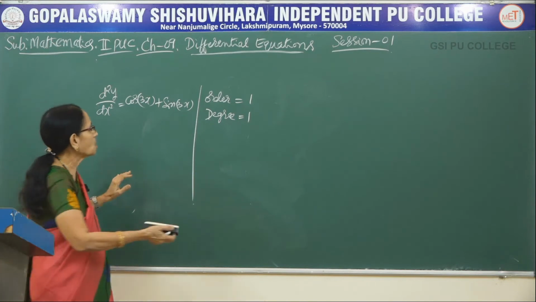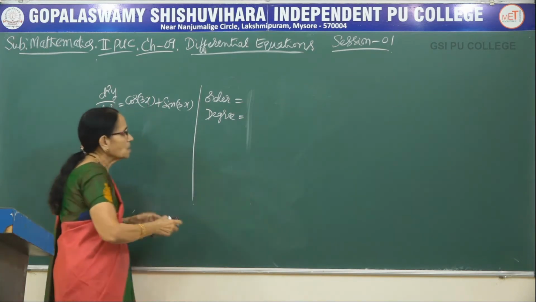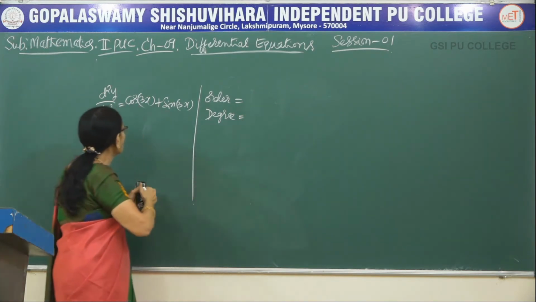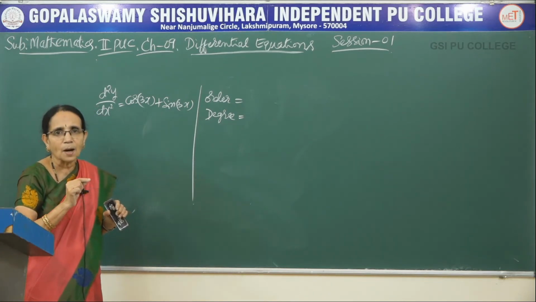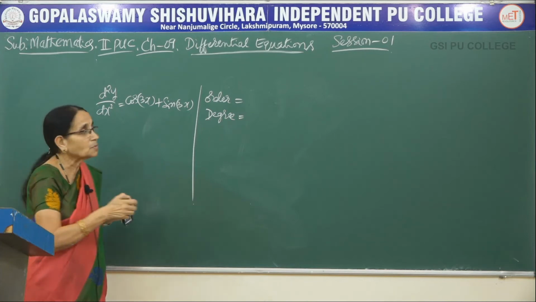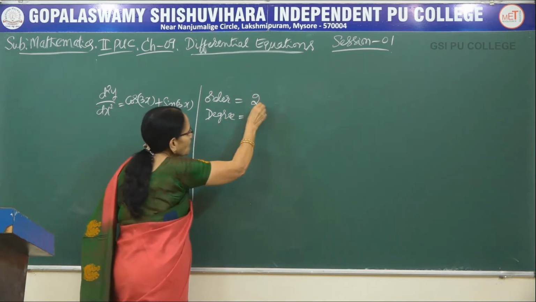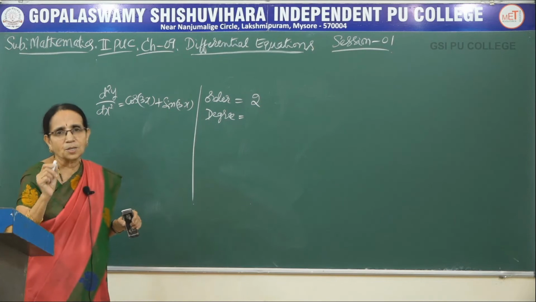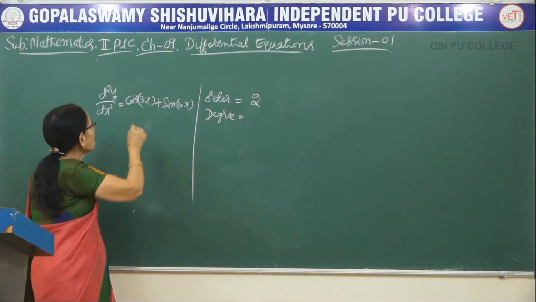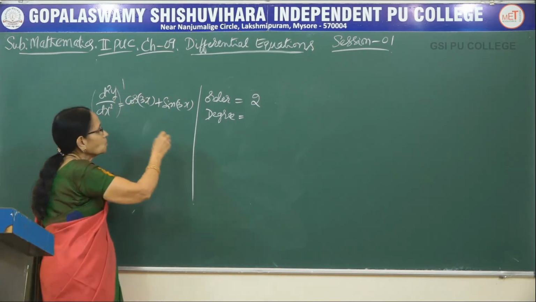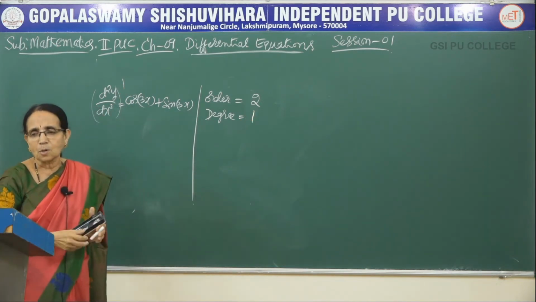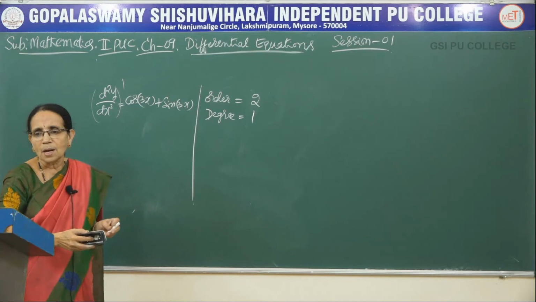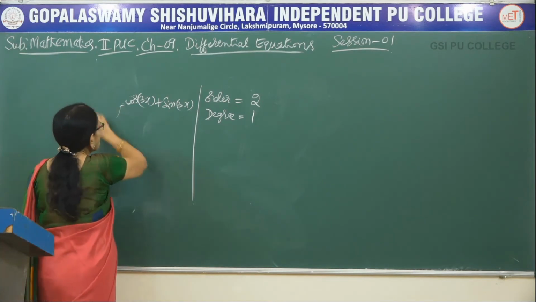Therefore, let me consider the order. What is the order of this one? Look here, we are having d square, that is the highest order derivative occurring in that one. The order of that one is 2. So, it is a second order differential equation. And what's the degree of that one? The degree is 1. Therefore, in this case also you write it as degree is equal to 1. So, order is 2 and degree is 1.